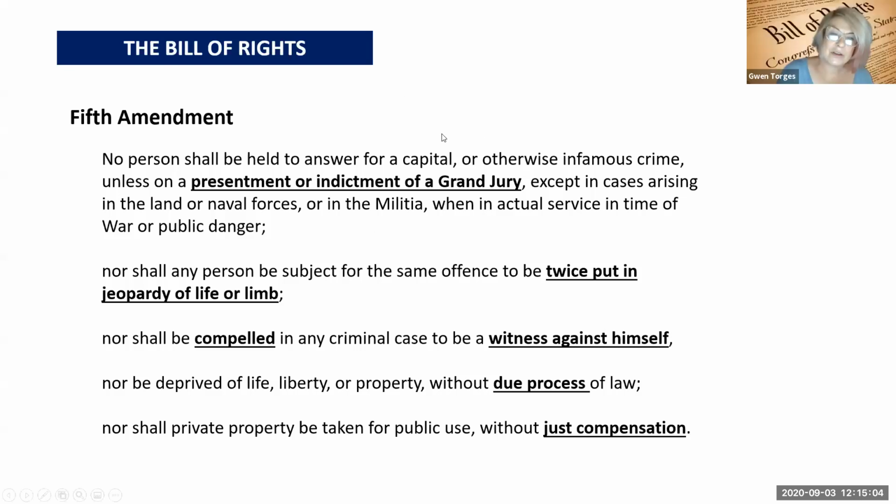By the way, regarding the grand jury indictment, there's this long phrase that says, except in cases of the land or naval forces, if you're serving in the military, the Fifth Amendment says you don't have to have the formality of the 24 people impaneled. Essentially that means a courts martial will suffice to be charged as opposed to a grand jury proceeding in the military when in actual service at time of war or public danger. It's abbreviated due process.